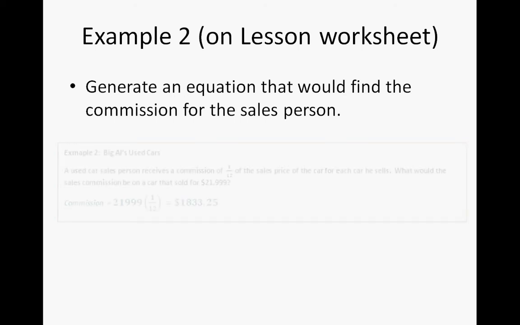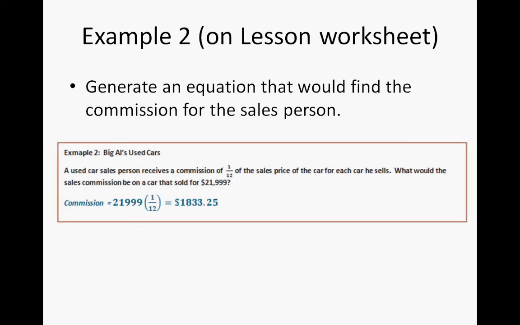Alright, so for Big Al's used cars, we would have 1/12 of the sales price is what he gets in commission. So if the sale of the car is $21,999, we multiply that by 1/12, and that gives us $1,833.25. So for selling a $21,000 or almost $22,000 car, the salesperson gets almost $2,000 for his efforts, which makes sense. That sounds like it's 1/12 of the price.